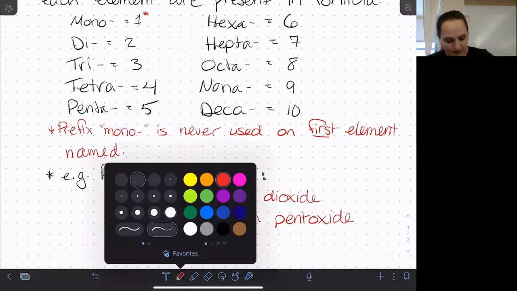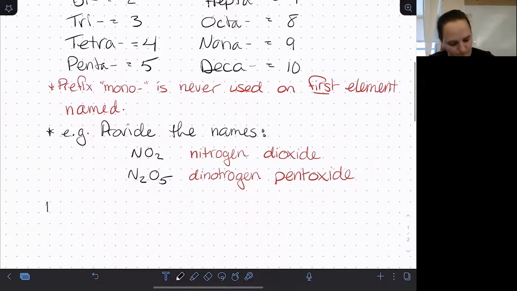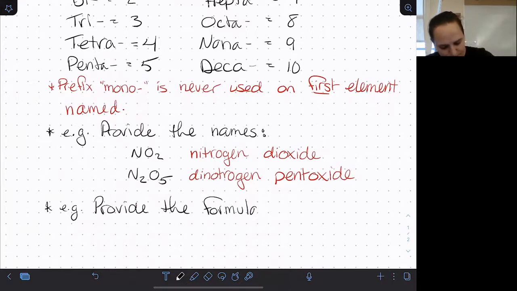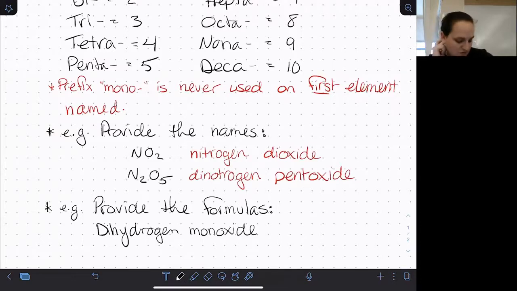We can go in the other direction, and that's very easy. If we're given the names, we can provide the formulas. So let's try dihydrogen monoxide and arsenic triiodide. Pause here, give those a try, and see if you can parse out what the formulas are based on those names, using the prefixes to indicate how many of each element are present.